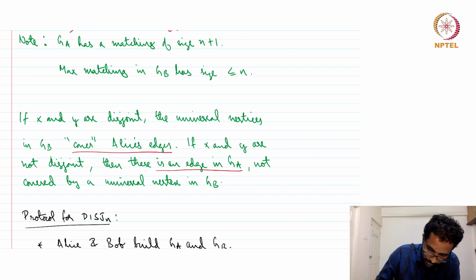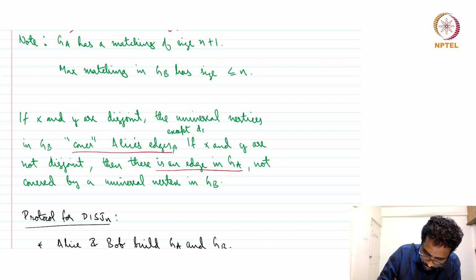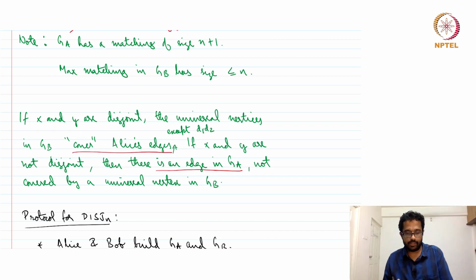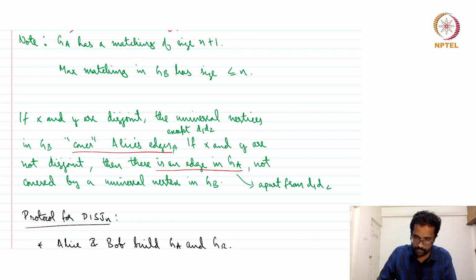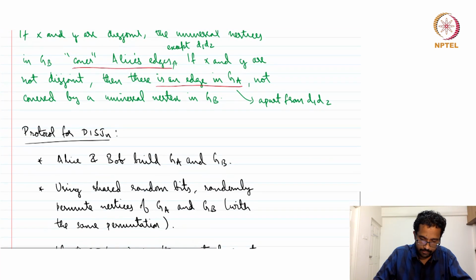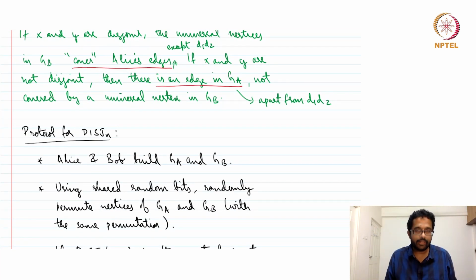In fact, one more point: it covers all the edges except d1, d2. But if they are not disjoint, then there is an edge apart from d1, d2 that is not covered by the universal vertex in GB. And if this point is clear, the rest of the proof is very straightforward.